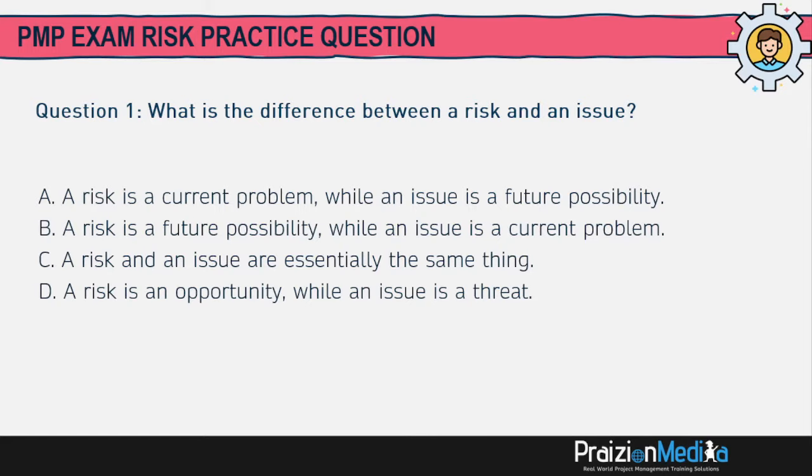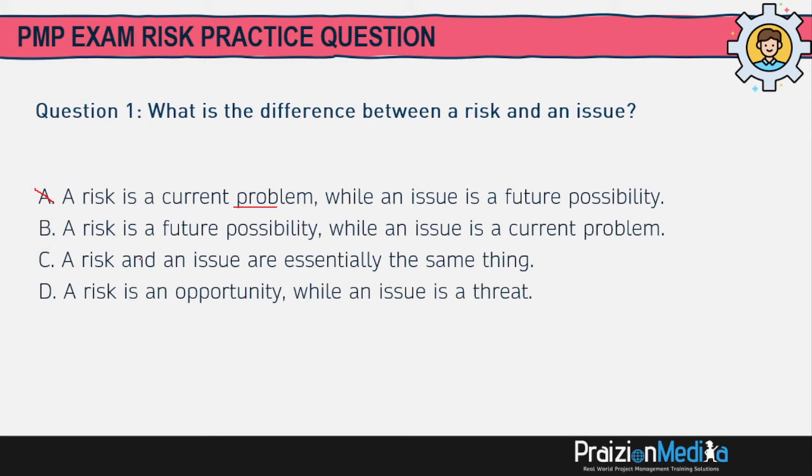First question. What is the difference between a risk and an issue? Now, if you need more time, hit the pause button, but I'll be telling you the answers to these and providing rationale quite swiftly. So this first one, A says a current problem. A risk is not a current problem. So that means A cannot be correct. B says a future possibility. That is correct, while an issue is a current problem. That is correct. But let's check the other options.